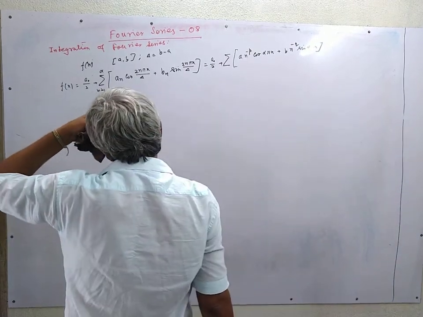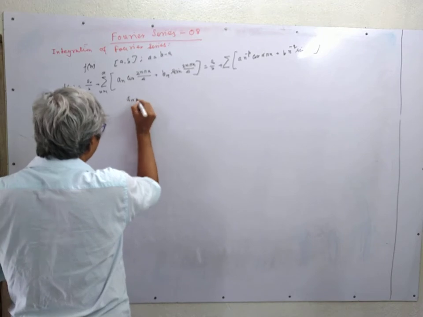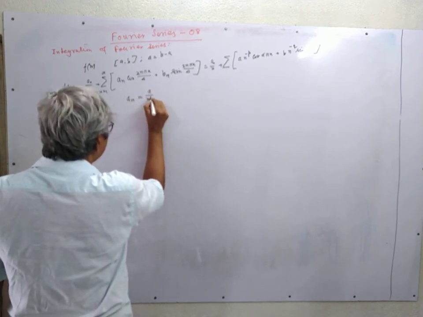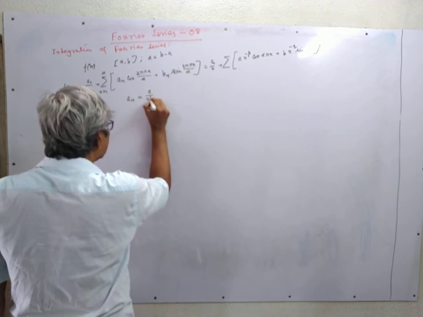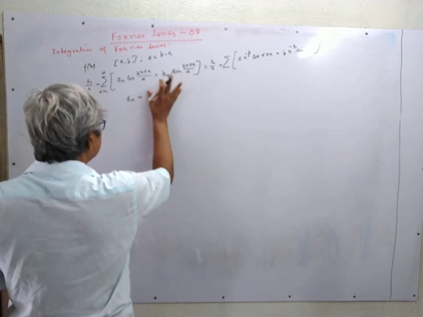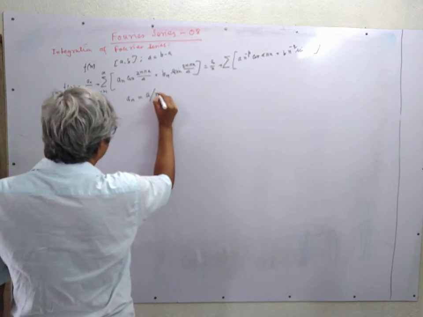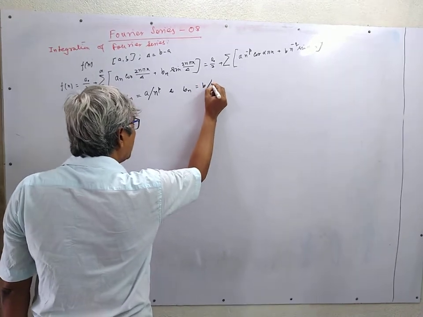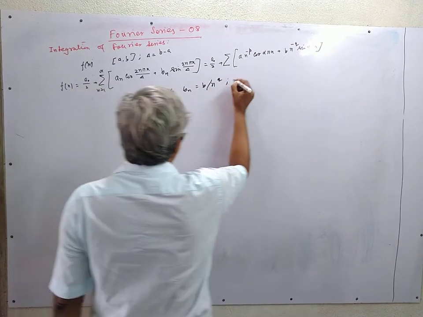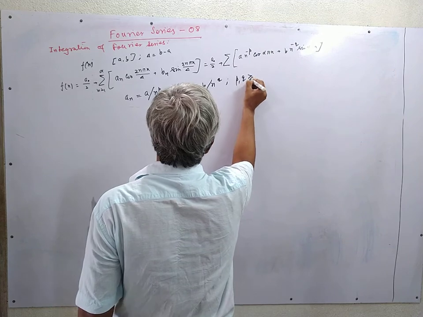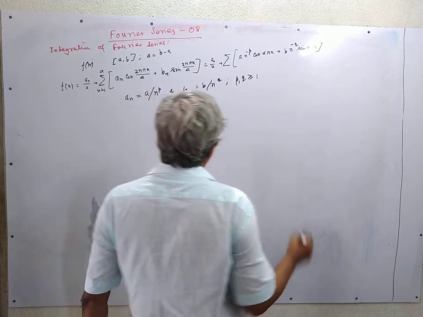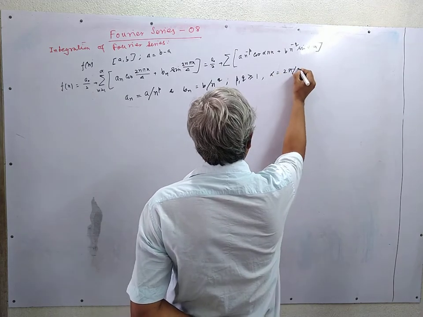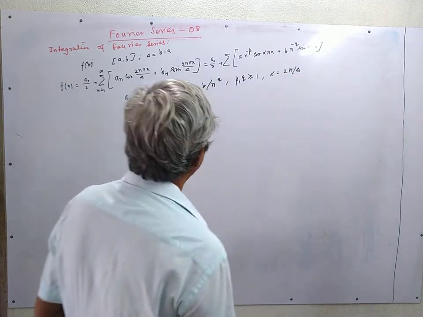Now, what we have used, that we have seen that a n is a upon n to the power p, and b n is equal to b upon n to the power q, with p and q greater than or equal to 1, and we have used alpha is equal to 2 pi upon delta. So this is the simplified form.